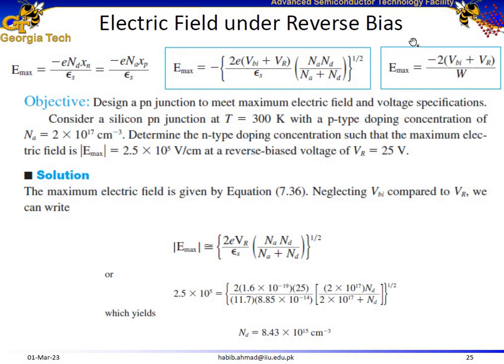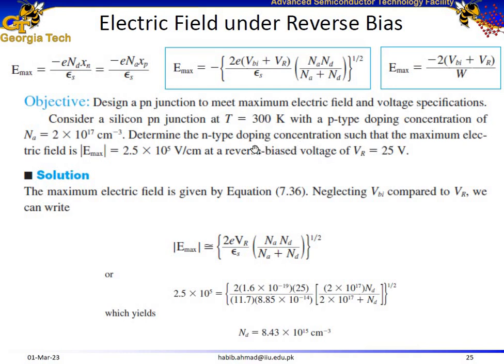The electric field under reverse bias. Here are the equations for calculating the maximum electric field, which would happen at the metallurgical junction. If you replace Xn with its value and also cater for the reverse bias voltage by including VR in this equation, you get equations for calculating the maximum electric field. You can also represent it in terms of W. So here are 3 different equations with the help of which you can calculate the maximum electric field.